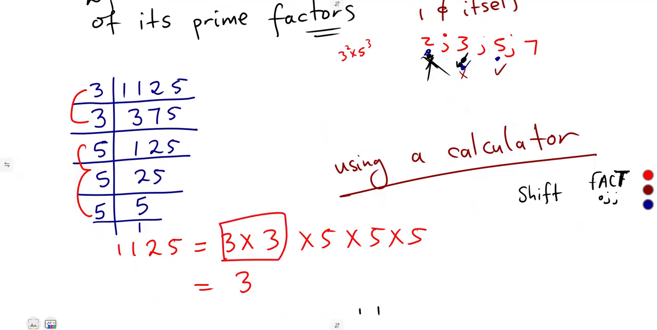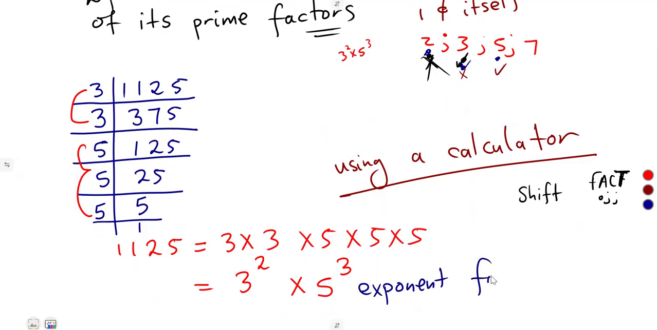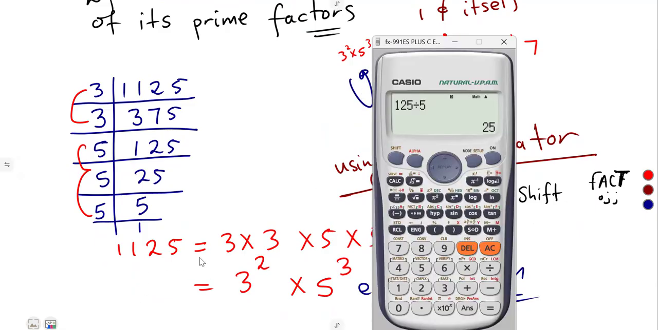3 times 3, 3 to the exponent of 2. 5 times 5 times 5, 5 to the exponent of 3. It is just about the format. The last one is the exponent form, which is exactly what we got from our calculator.